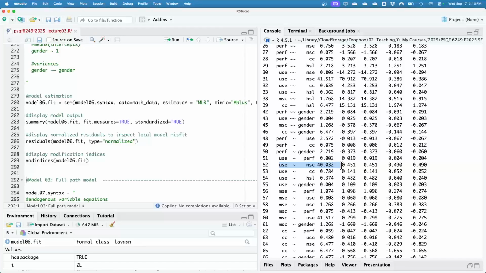The 40. Yeah, let me try it again. The number 40 shows up on here. This is telling you, hey, look here. 40 says you need to add a parameter. One of these parameters is going to be good to add. Now, which one? Do I do it as a direct effect or do I do it as a covariance?